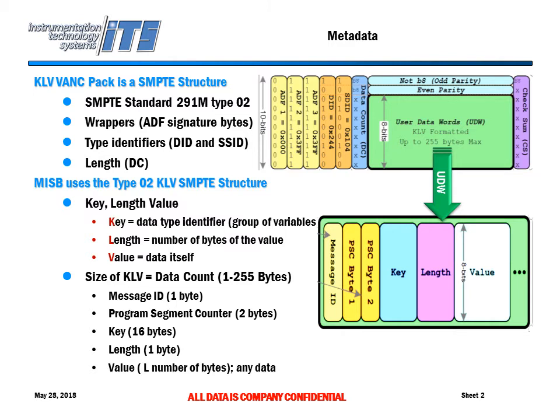When it's KLV, there's actually only up to 235 bytes remaining, as the message ID, the program segment counter bytes, the key, which is 16, and the length, which is 1, totaling 20 bytes, are consumed inside the user data word space.